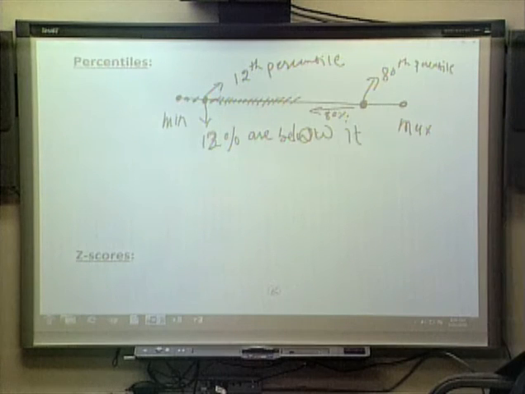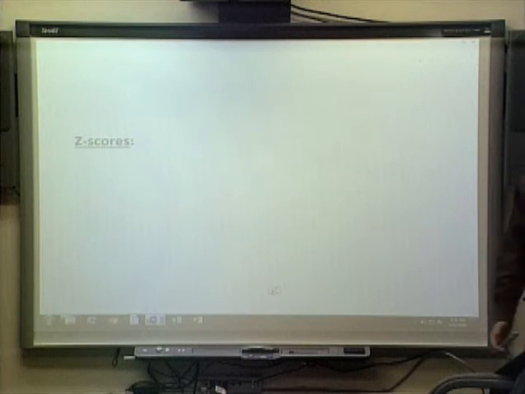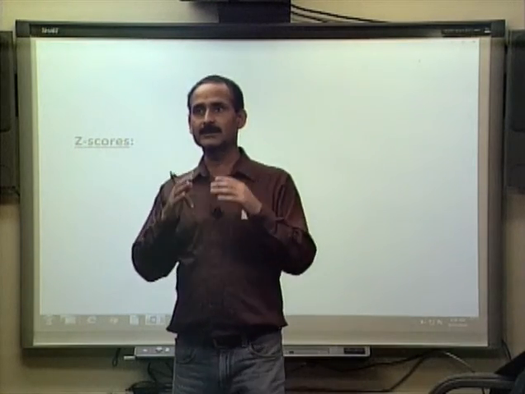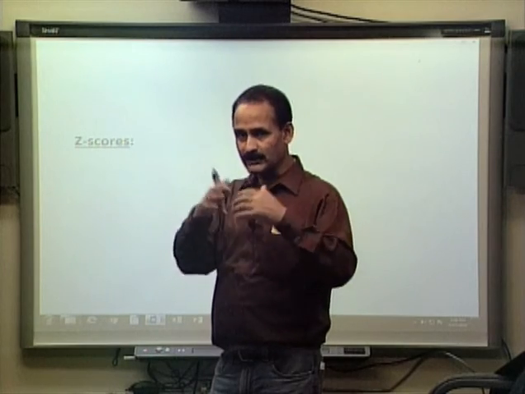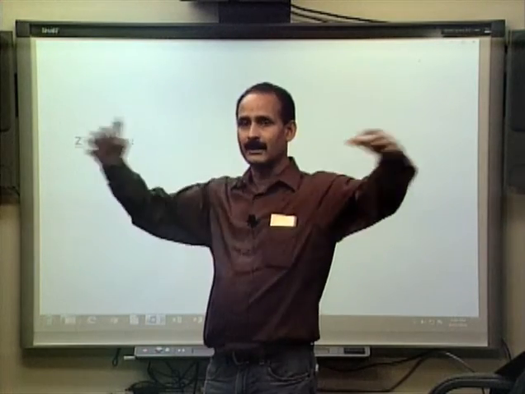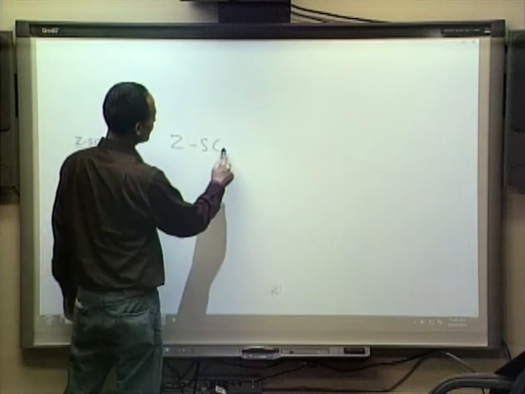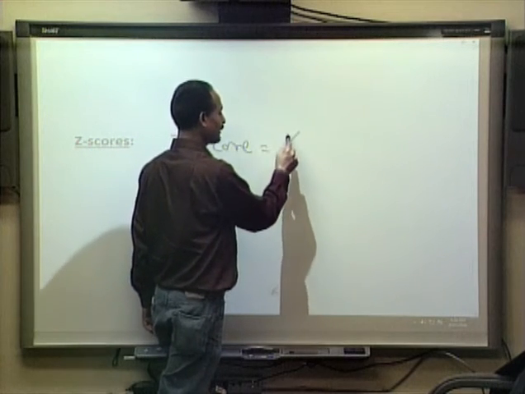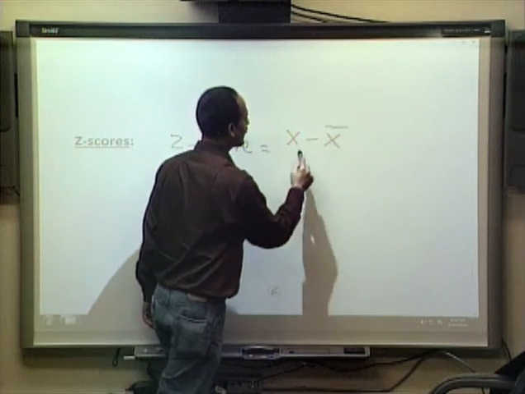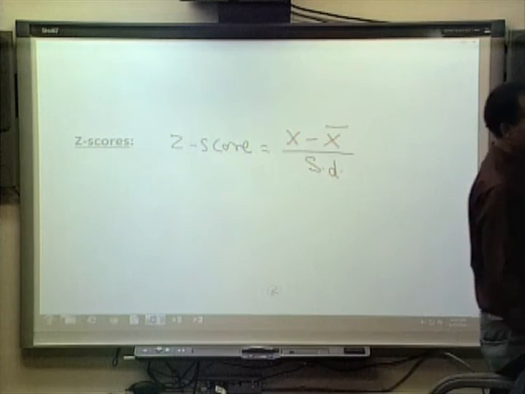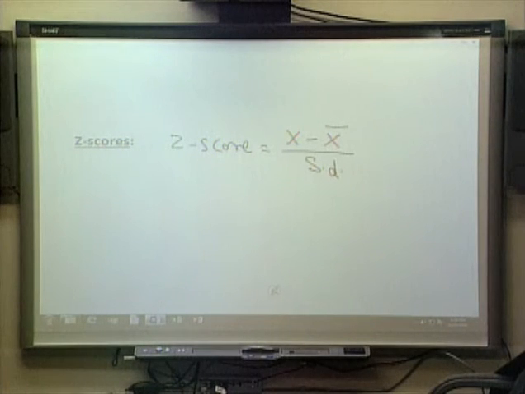Okay. Another statistical quantity of our interest is Z-scores. Z-scores and percentile both represent the position of a particular observation in the data set. Z-score is calculated using this formula. For any observation x, the Z-score is the observation x minus the mean x bar, divided by the standard deviation. If we divide an observation minus the mean by the standard deviation, we get the Z-score.